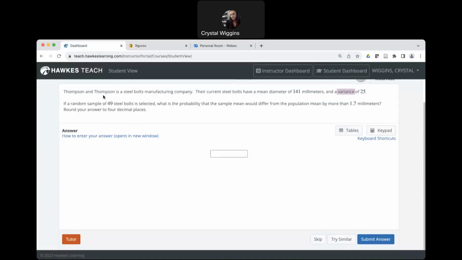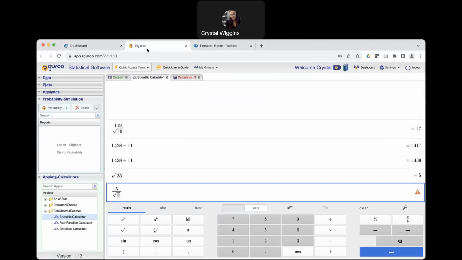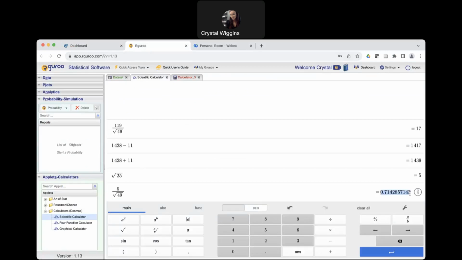So let's keep reading. If a random sample of 49 steel bolts is selected, so there's my sample size of 49, and that is greater than or equal to 30. So I check the box, I have passed the central limit theorem. What is the probability that a sample mean would differ from the population mean by more than a differ amount of 1.7 millimeters? Okay, so let's first calculate our standard error. We need to divide by the square root of 49. So in this gray box, I'm going to type in my sample size. I am going to copy this standard error so I don't round.